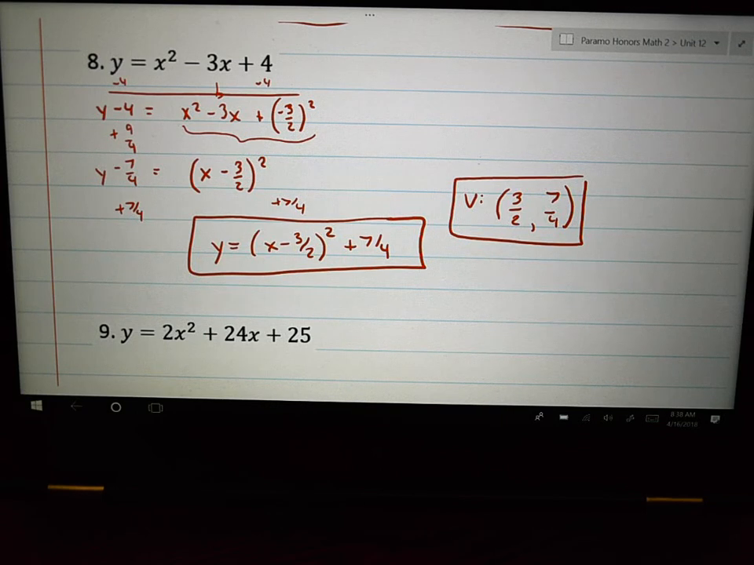Any questions? Ethan? So calculator's going to be allowed on the test? As far as I know, yeah.